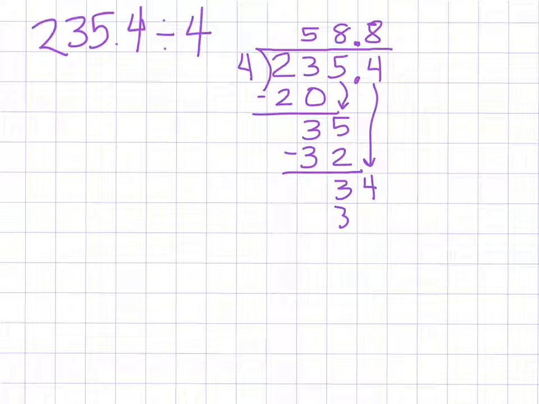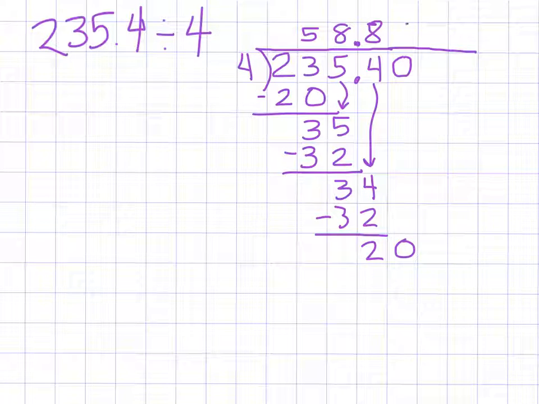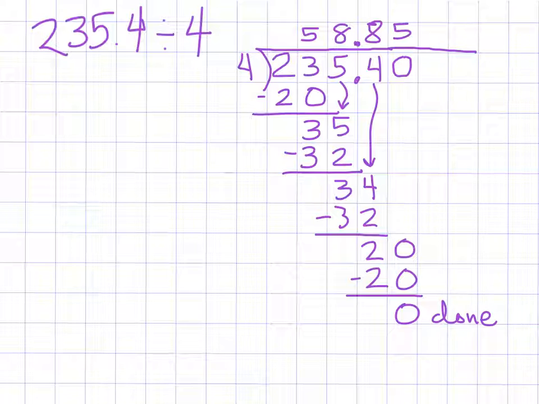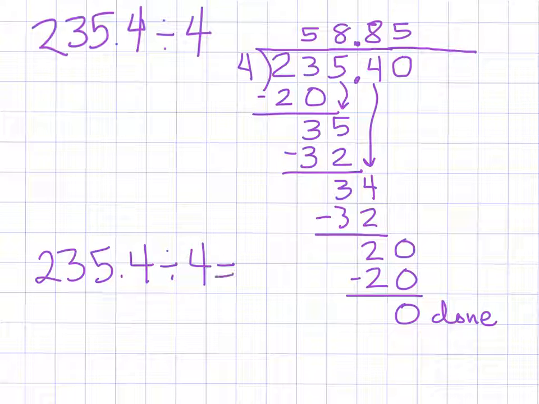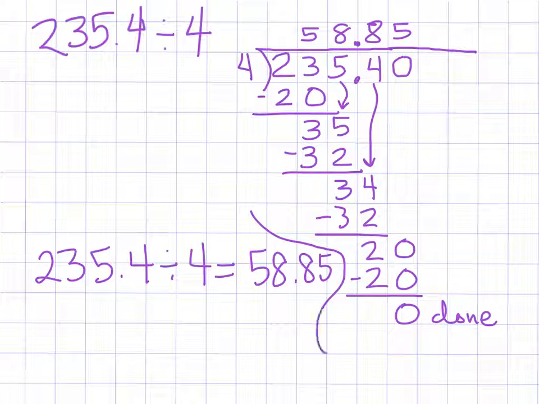I record the 32. I have 2 left over, and I need to add a 0 to finish the problem. Bring that down, and 4 goes into 20 5 times. When I subtract, I have 0, and I am done. So the conclusion to my problem, 235.4 divided by 4 is equal to 58.85. So there are 58.85 fours in 235.4.